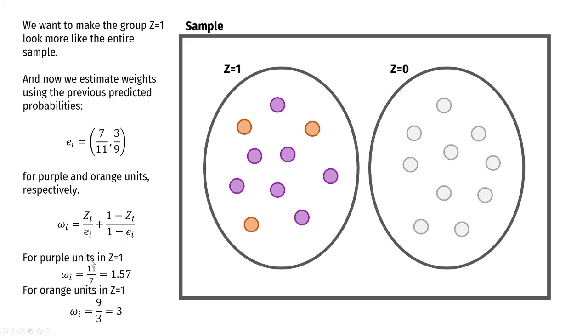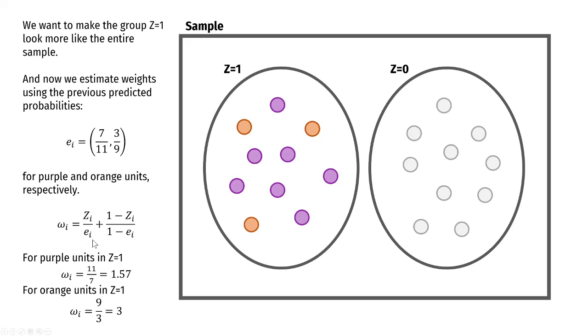So it's easy to see that for units in the group of respondents, z equals 1, this second term is going to be 0. So again, we don't care about this. We just care about this term here. And the weight is going to be 1 over the probability of being in z equals 1. And this varies depending on your color, okay?